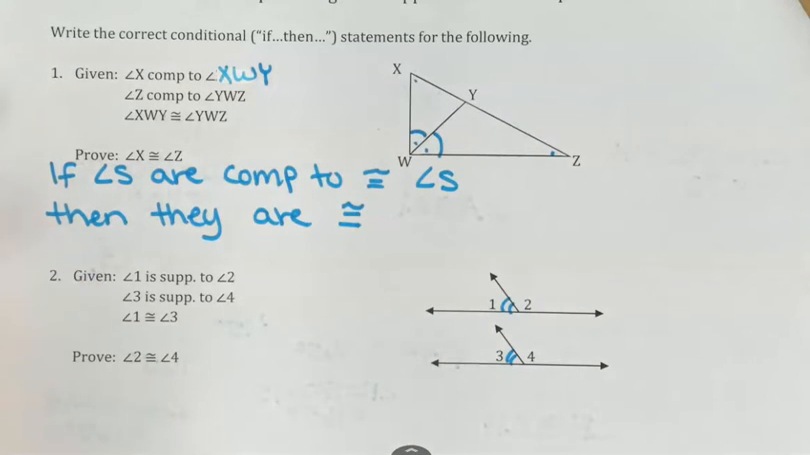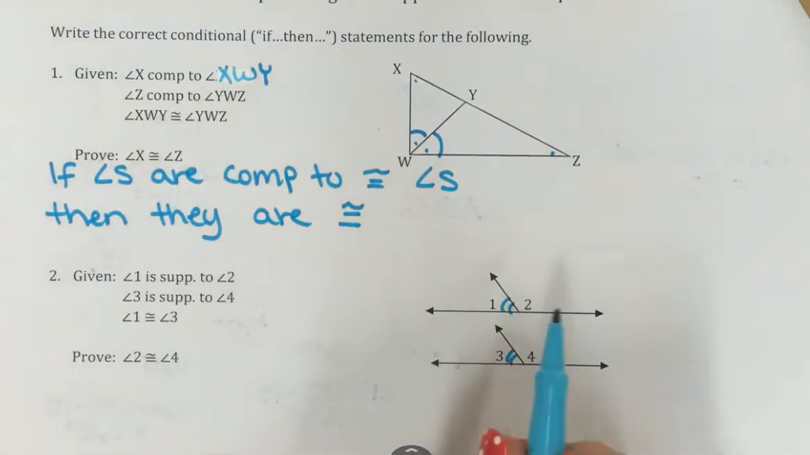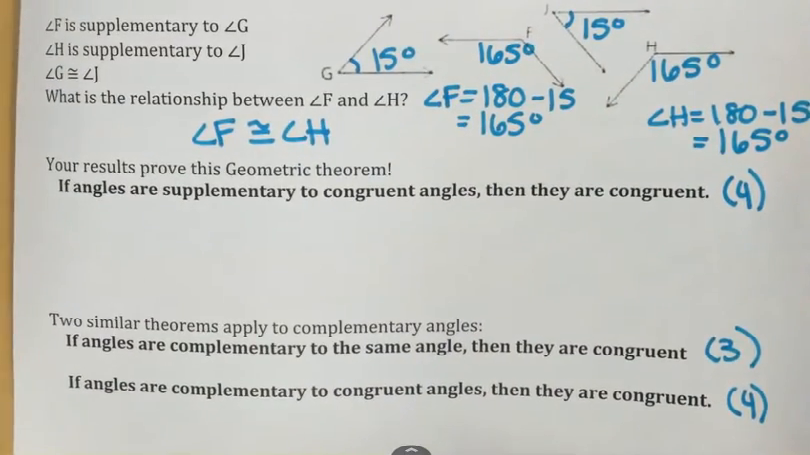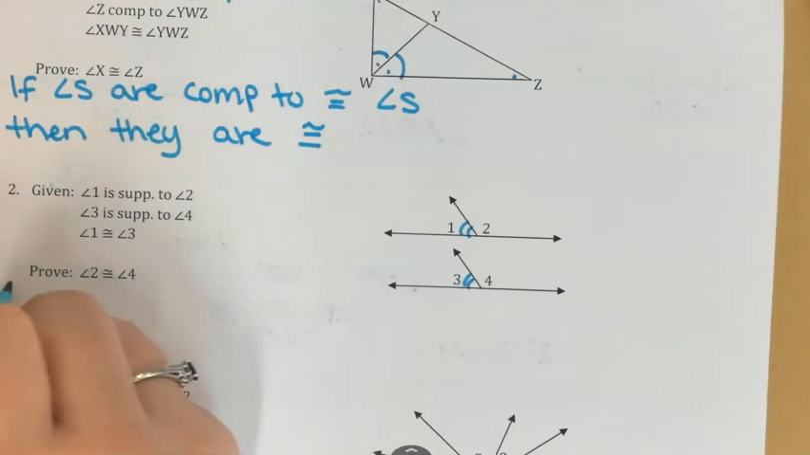Well, this time I'm dealing with supplementary, so I know I can eliminate the complementary options. And again, I am dealing with 4 angles, so that is going to be the second one we talked about on the front page. If angles are supplementary to congruent angles, then they are congruent.